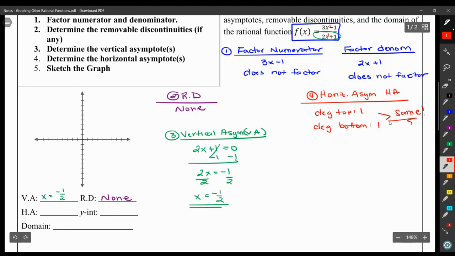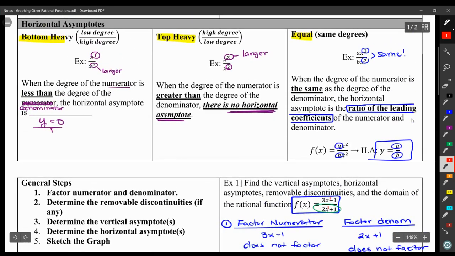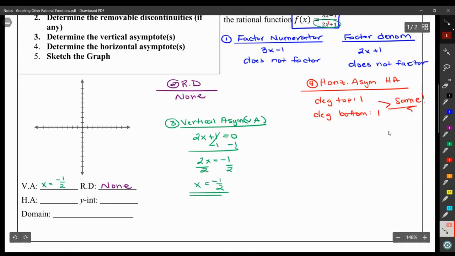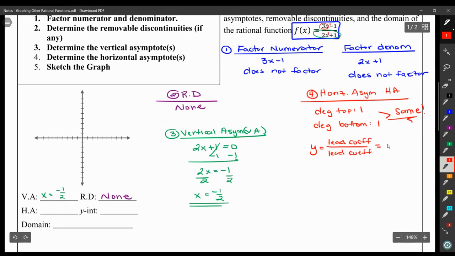So let's look at my rules at the top. For horizontal asymptotes, if we have the same degree, we're going to divide out the leading coefficients. So we'll say y will equal the lead coefficient over lead coefficient. The leading coefficient of my numerator is a 3. Leading coefficient of my denominator is a 2. And I can't make 3/2 any simpler. So this is my horizontal asymptote at y equals 3 over 2.